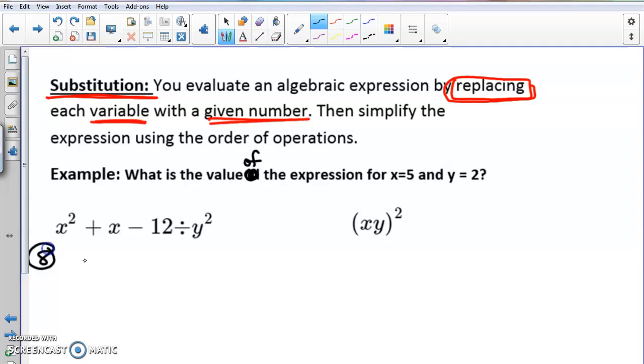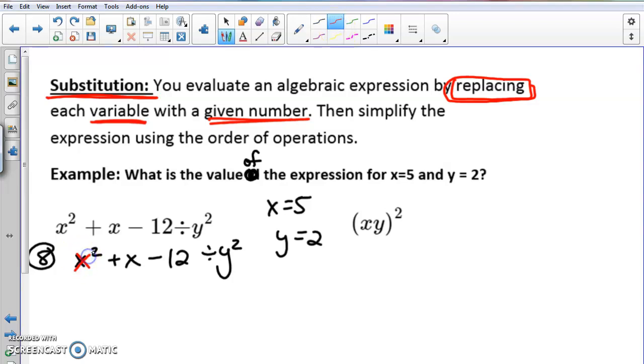So example 8, we have x squared plus x minus 12 divided by y squared, and it tells us that x is 5 and y is 2. So every time I see an x, I can replace that x with 5 because that's the given value for x. So I can substitute it or replace it. So x squared is now going to be 5 squared plus, once again, that x becomes 5. Then I'm going to drop down my minus 12 divided by, and now my y here, it says y is 2. So I'm going to replace that y with 2, and it'll be 2 squared.